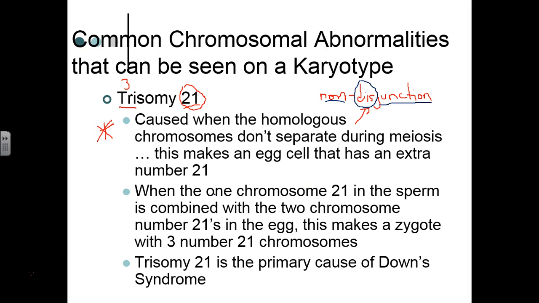So when the one chromosome 21 in the sperm is combined with 2 chromosome number 21s in the egg, because those in the egg didn't separate, this makes a zygote with 3 number 21 chromosomes. And when a doctor were to look at someone's karyotype and see trisomy 21, or 3 chromosome number 21s, they would diagnose that patient or that individual with Down syndrome.